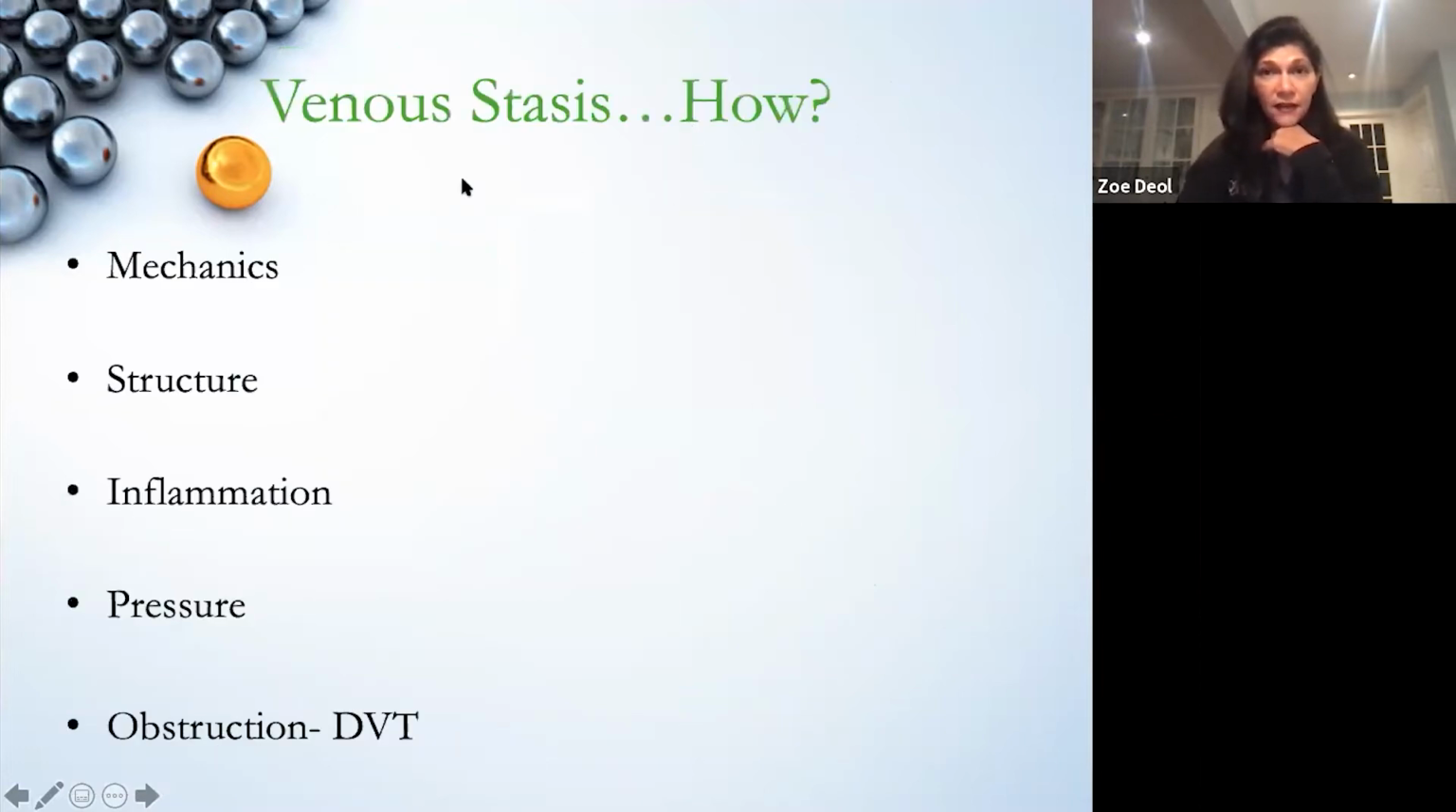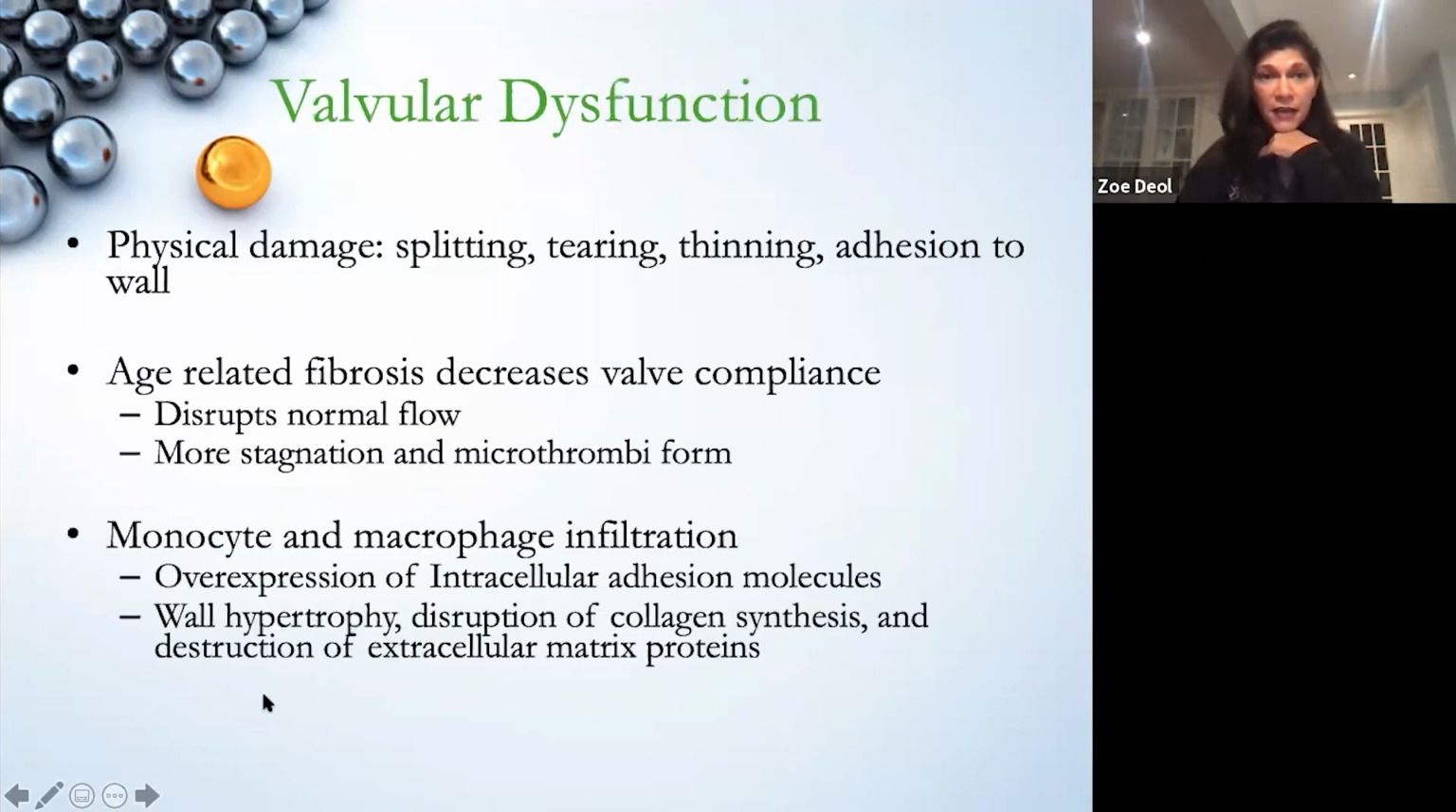So the mechanics of superficial venous insufficiency involve venous stasis, structure, inflammation, pressure, DVT. We'll go through some of those. Basically, you have a valve problem is the bottom line. You can get inflammation, fibrosis, splitting, tearing. This can come from either primary or inherited, where you just have fibrotic valves and you develop stagnation and microthrombi, or secondary from prior venous thrombosis that then causes secondary valve dysfunction.